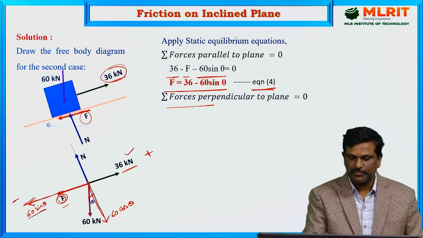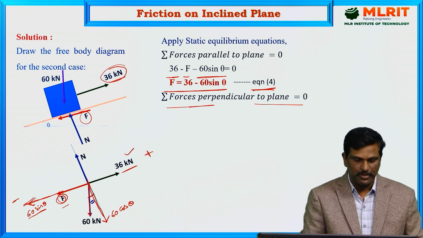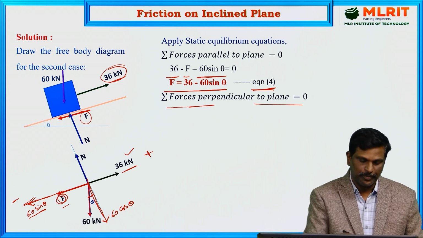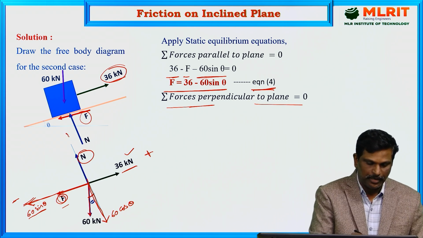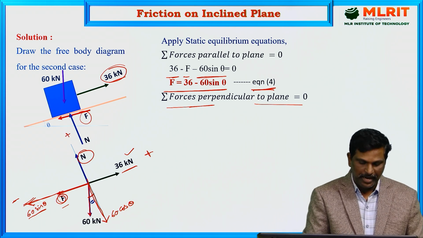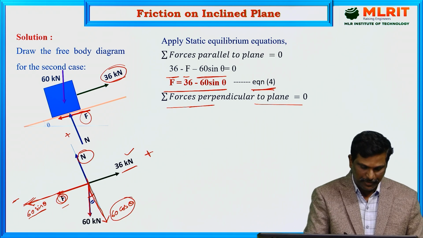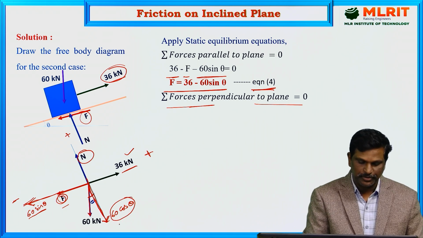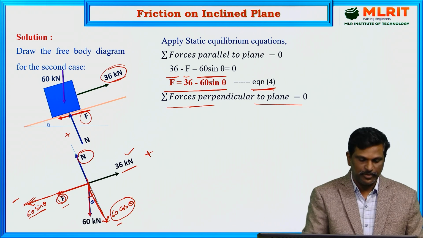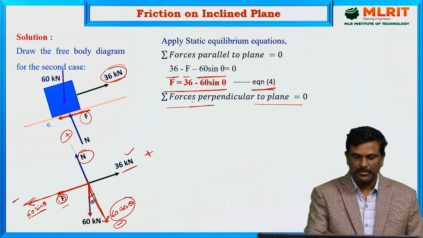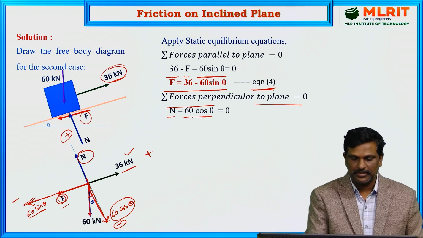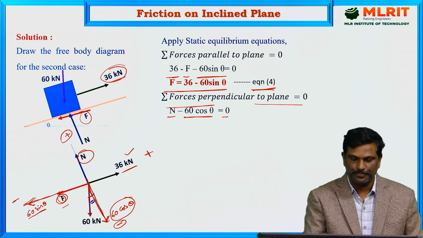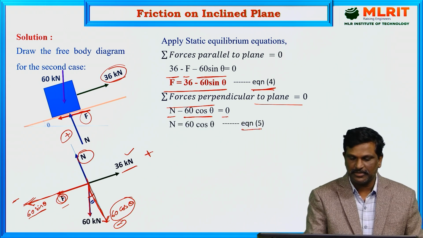Now sum of forces perpendicular to plane equal to 0. So how many forces are acting perpendicular to plane? Look at this. Normal reaction is perpendicular to plane and it is acting upward. And 60 cos theta is acting perpendicular to plane and its direction is downwards. So by using this sign convention, upward plus and downward minus, substitute in the condition. So N minus 60 cos theta is equal to 0. N is equal to 60 cos theta. This is equation number 5.